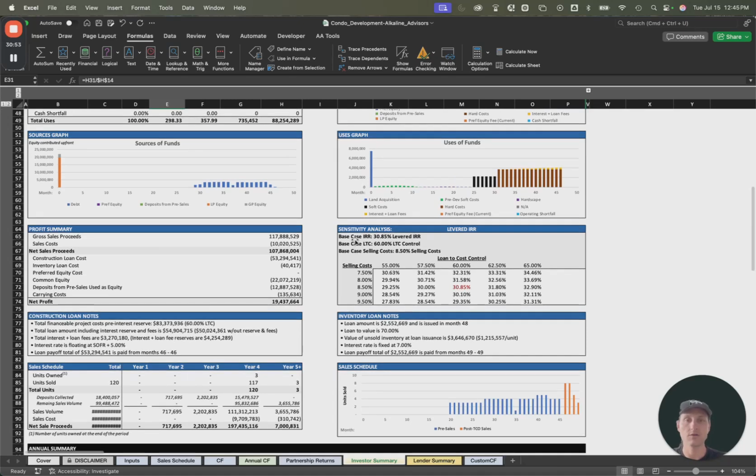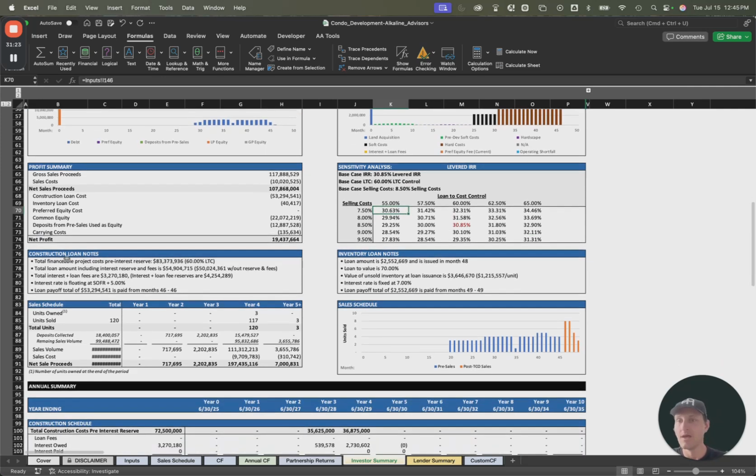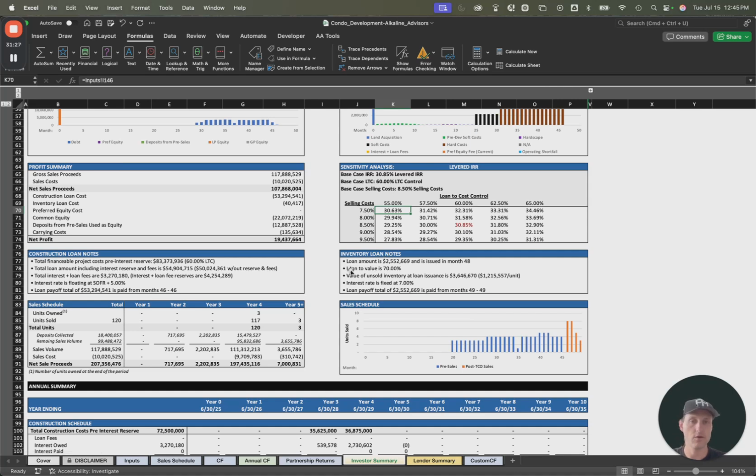We have levered IRR, so it's saying base case IRR 30.85%, levered IRR, base case LTC 60% LTC, base case selling costs 8.5%. So what happens if we're not using those same figures, right? So 30.85 is what we expected, 60% and 8.5%. But what happens if we're at 65% and 9.5%? It's going to be 31.31, right? Or 55% and 9.5 and 7.5%. We're at 30.63. Then we have the construction loan notes, auto-populates, inventory loan notes, auto-populates.